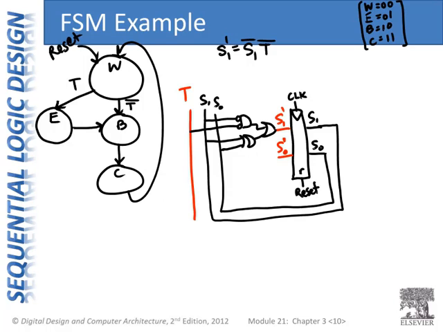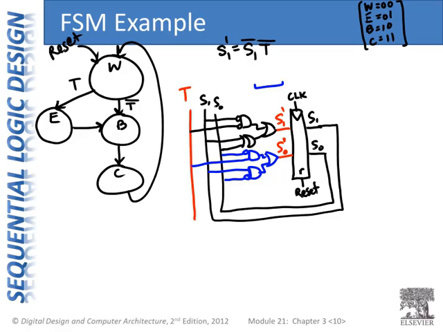Okay, so we've gotten the logic for state bit 1 prime, the next state bit for state bit 1. And now let's draw the logic for S0 prime. So we have an AND-shaped gate with one inverted input. We get S0 bar and T. That's ORed with another AND-shaped gate with one bubble on its input. We get S1 and S0 bar.